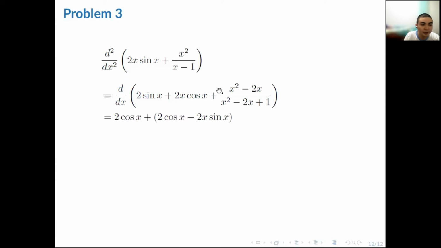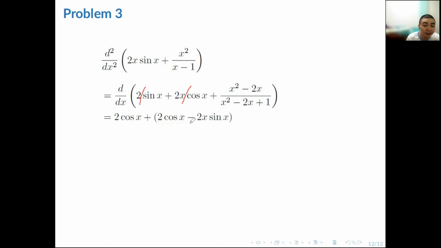So the second derivative, ayan. Hiniwalay lang natin si 2. So, pwede natin siyang, ayan. So, we have here 2 times the derivative of sine x, which is cosine x. Tapos, plus, ito naman, ayan, hatiin natin. So, we have here 2x times cosine x. So, yung paghanap ng derivative nito, so we have here the derivative of 2x, which is 2 times yung other factor natin, which is cosine x. So we have here 2 cosine x.